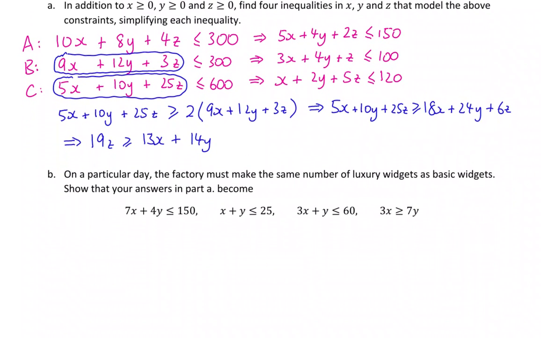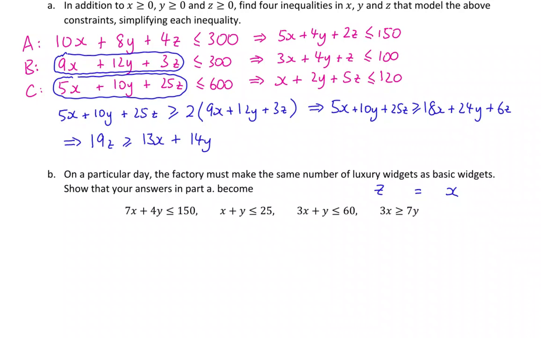On a particular day, the factory must make the same number of luxury widgets as basic widgets. Now, what does that mean? Well, the number of luxury widgets is given by Z. And if that's the same number as basic widgets, well, basic widgets is given by X. So that means I'm going to replace all of the Z's in my inequalities with X. Now, that reduces the 3-variable problem down to the 2-variable problem, which is precisely what we wanted to show.